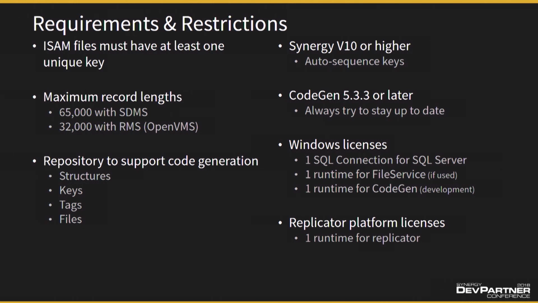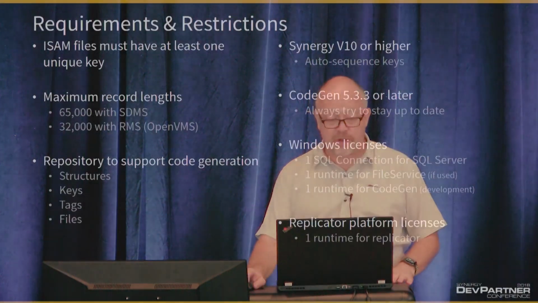Because we're storing the whole record in the queue file, and we need a few bytes to store the table name and the instruction, the maximum supported record lengths are 65,000 and 32,000 on OpenVMS. So clearly, if you have a file that is at the absolute maximum record size, we're not going to be able to replicate that whole thing. Okay, but I haven't come across that as being a problem at this point.